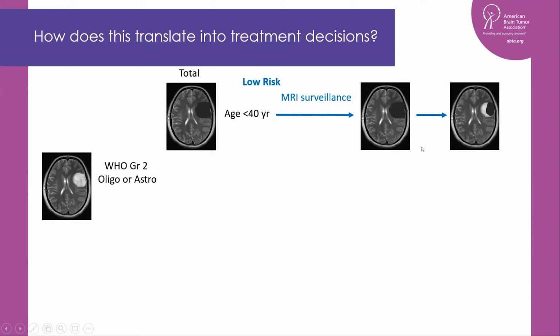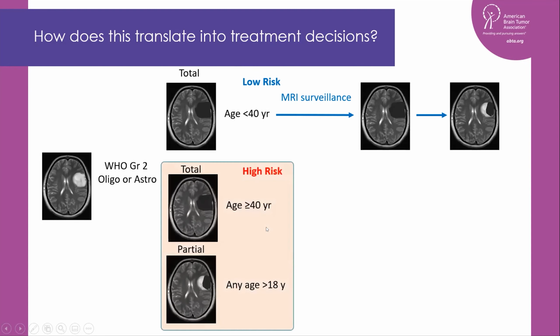So we have to keep watching, but this may be a long period of quietness before this happens. So it's a matter of preventing toxicity by giving treatment too early. That's the strategy. So low risk, low grades, surveillance was one of the thoughts here. But if it's high risk, that's age over 40, even if you took it all out or partially, or any age above 18 years of age, if it's a partial resection, this was considered high risk.